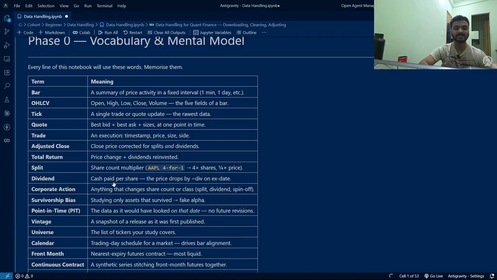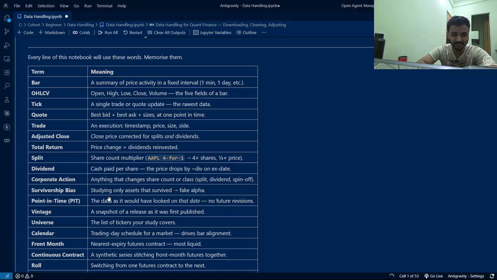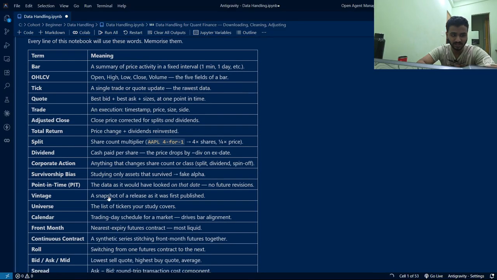Split, what do you mean by split? So basically, if some company announces 4 for 1, it's basically like you will now have four stocks if you already had one stock of that company, like Apple announced 4 for 1. Then you got your dividends, that's cash paid per share. And then you got your corporate action, anything that changes share count or class.